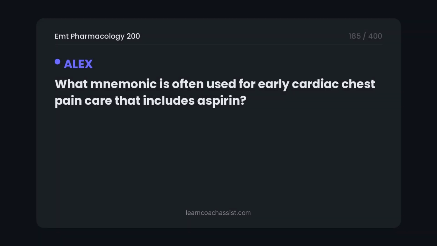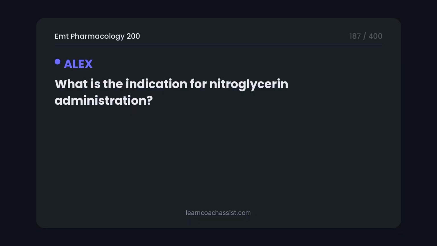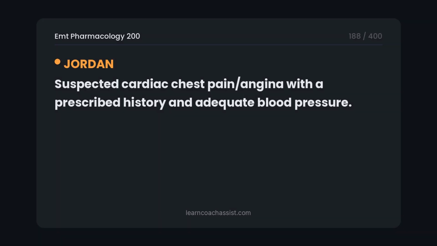What mnemonic is often used for early cardiac chest pain care that includes aspirin? MONA: morphine, oxygen, nitroglycerin, aspirin. Morphine is ALS only. What is the indication for nitroglycerin administration? Suspected cardiac chest pain/angina with a prescribed history and adequate blood pressure.